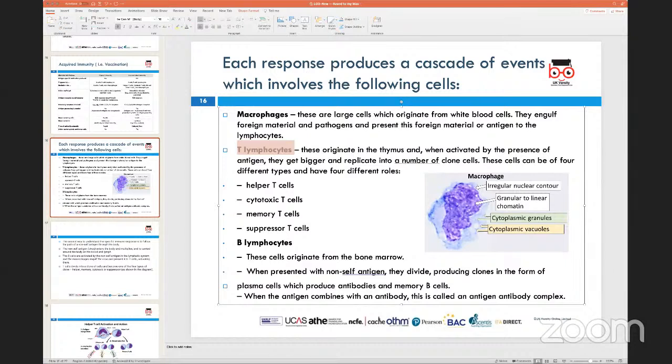Now, when we talk about different types of T cells, and when we look at cytotoxic T cells, what we are talking about is cells which are directly involved in killing the intracellular pathogen and eliminating it by eliminating its ability to replicate.